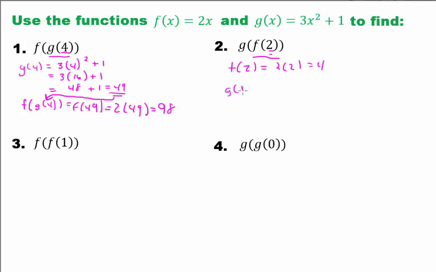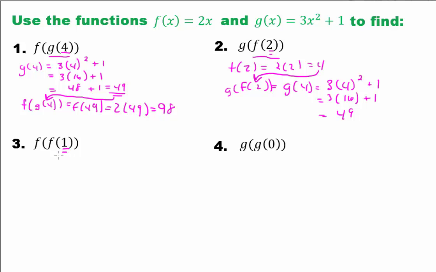Well, g of f of 2 is equal to, well, we know now that f of 2 is 4, so it's really g of 4, so then that is going to be 3 times 4 squared plus 1, which we already evaluated, by the way, in the last problem, so that's going to be 3 times 16 plus 1, which is going to be 49. So g of f of 2 is actually equal to 49.